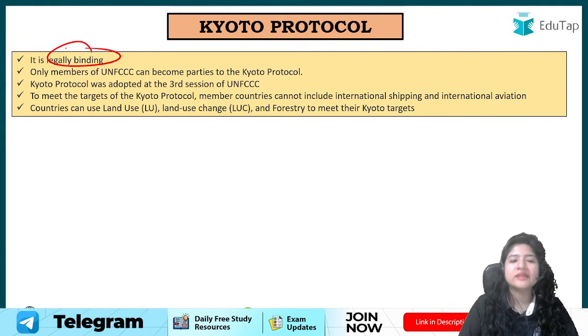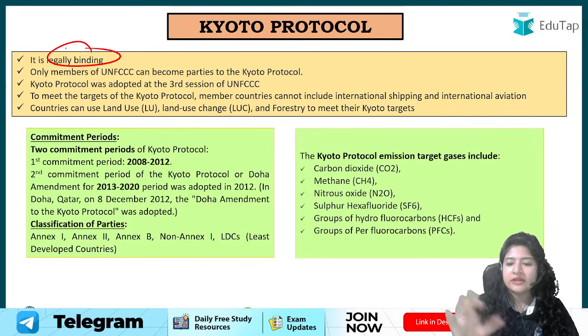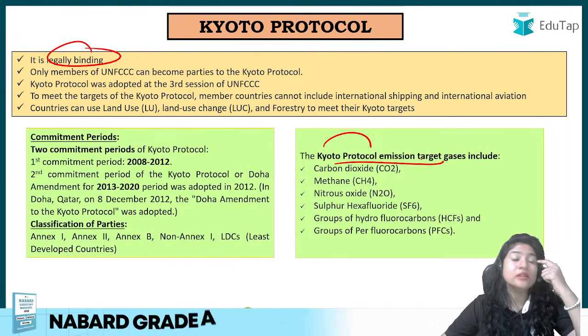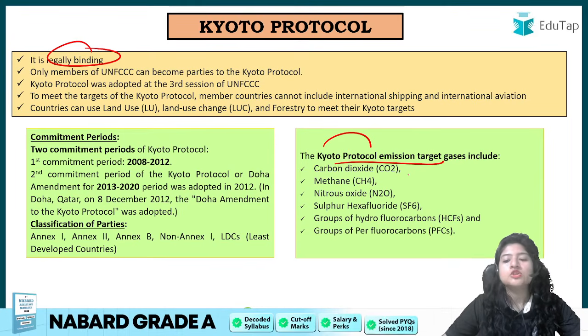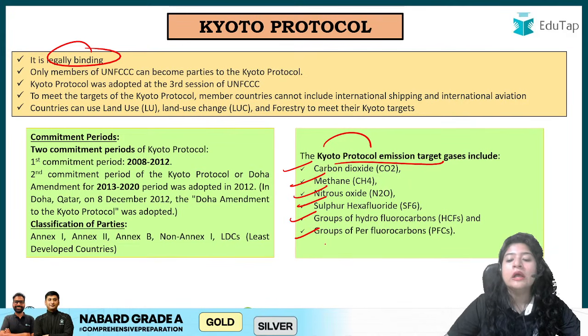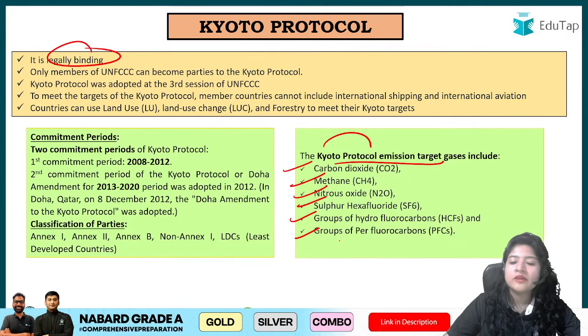लीगली बाइंडिंग है. ठीक है, ये सब चीज़ें तो है, लाइक बेसिक्स है, बट इसमें जो आपको ध्यान रखना है कि क्योटो प्रोटोकॉल में एज वी सेड कि ग्रीन हाउस गैसेस को लिमिट करना था, कंट्रोल करना था. सो व्हाट आर दीज गैसेस? कार्बन डाइऑक्साइड, मीथेन, नाइट्रस ऑक्साइड, सल्फर हेक्साफ्लोराइड, ग्रुप्स ऑफ हाइड्रोफ्लोरोकार्बन्स and group of perfluorocarbons.